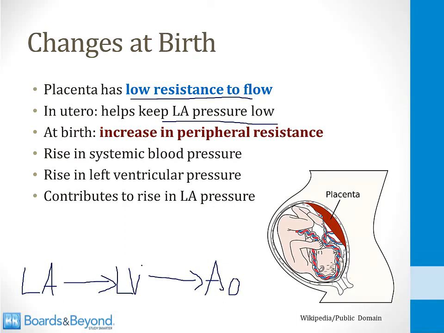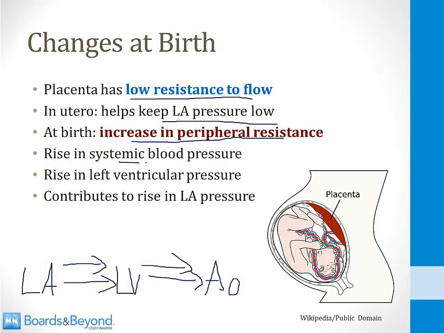So it's easy for blood to move from the left ventricle to the aorta, and therefore it's easy for blood to move from the left atrium to the left ventricle, and this helps to keep the left atrial pressure low in the baby in the womb. Now at birth, when the placenta is lost, there's a rise in peripheral resistance. This is one of the physiologic changes that occurs at birth.